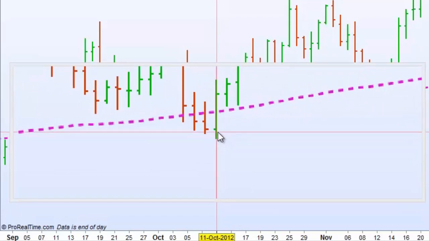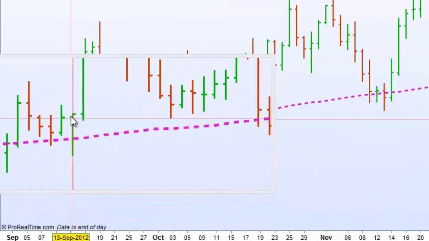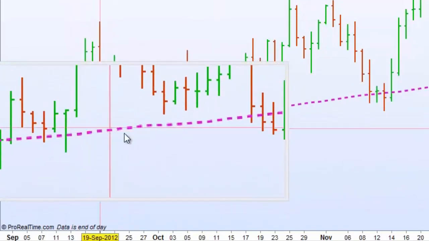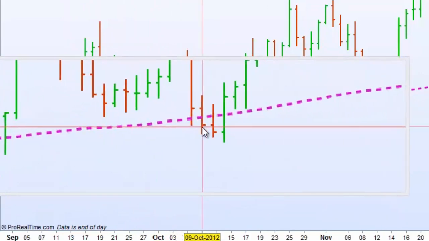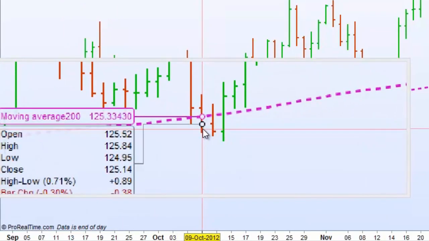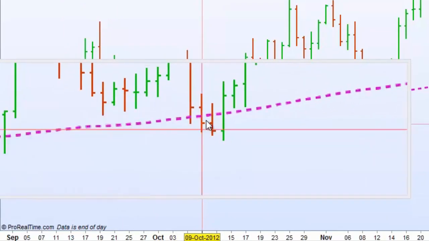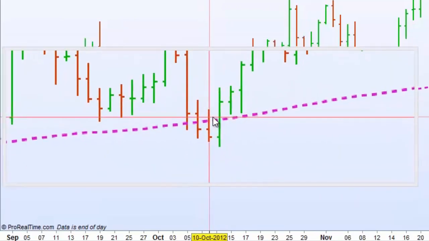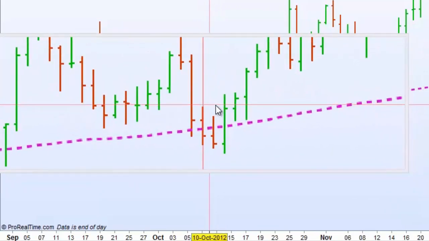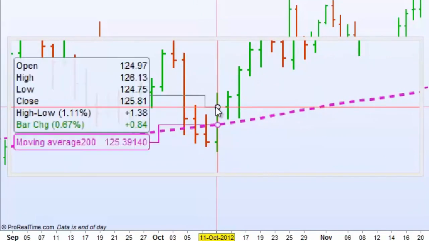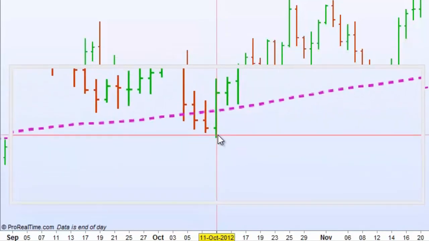Okay? So we were long on this day with our stop here. Then when we broke down and closed below this day, we exited that long position and got short with our stop at the high of this bar. Two days later, we get stopped out and we get long with our stop at the low of this day.